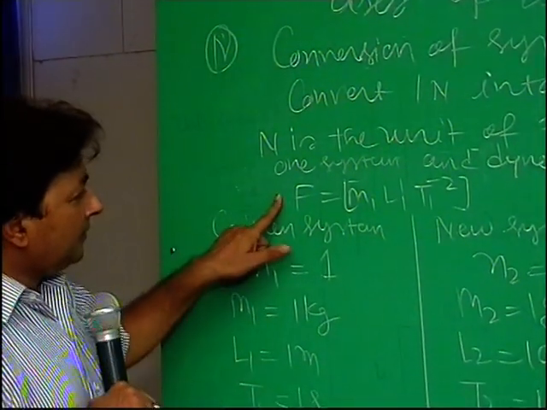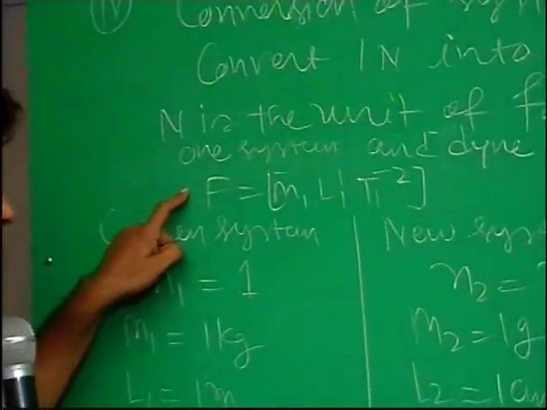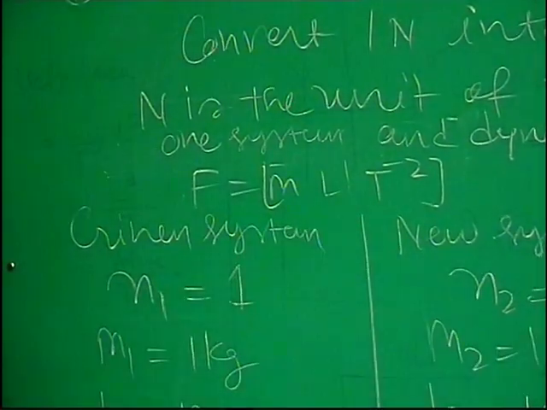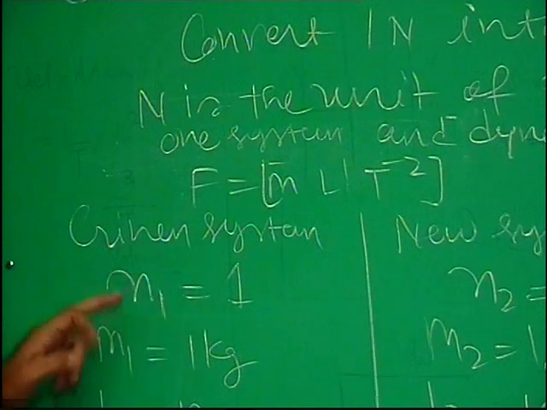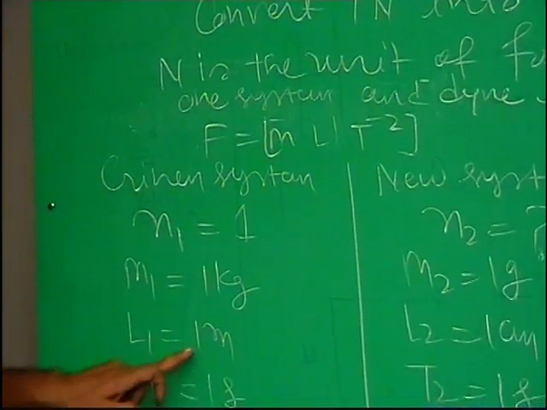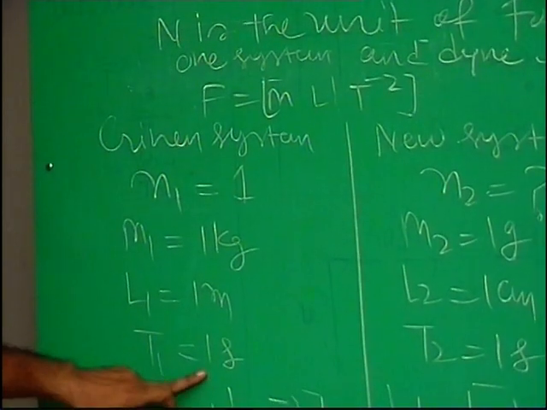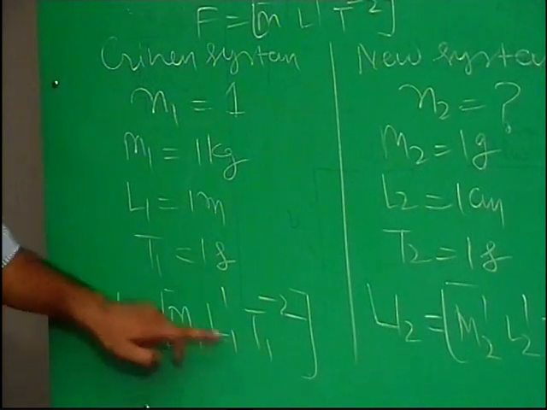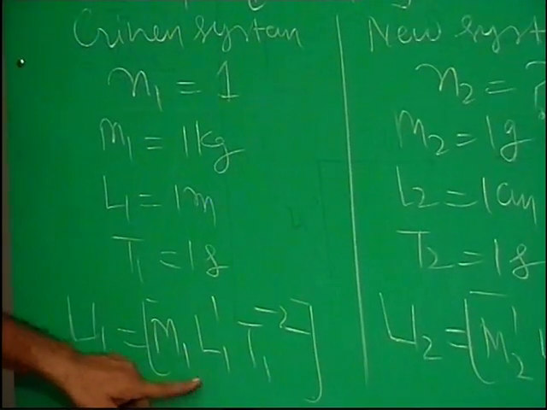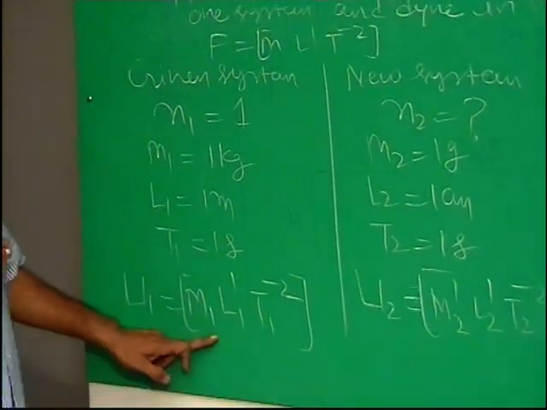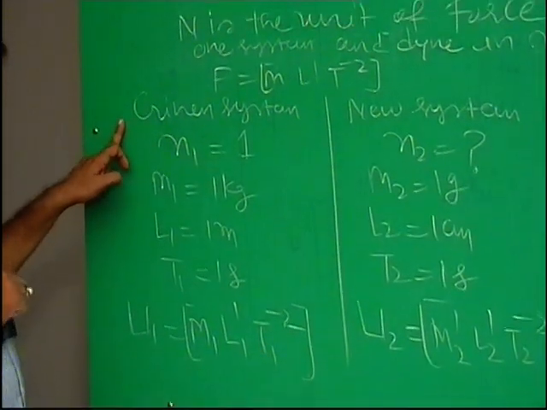So the dimensional formula for force we all know, that is MLT minus 2. Now given system, N1 is equal to 1, M1 equal to 1 kilogram, L1 is equal to 1 meter, T1 is equal to 1 second, and U1 equal to M1 L1 to 1 T1 minus 2. Here we will mention 1 1 1. This 1 1 corresponds to the given system.